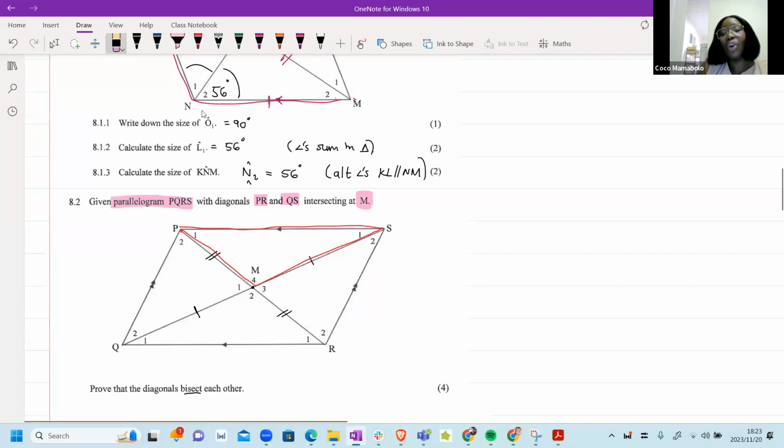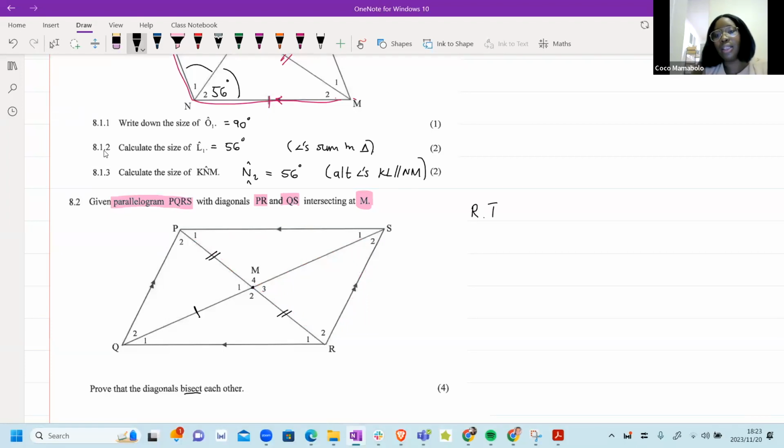Now, remember, guys, we did say that when we map out these triangles, they need to be in the correct order. So let's start our proof properly. All right, we're going to start by saying RTP.